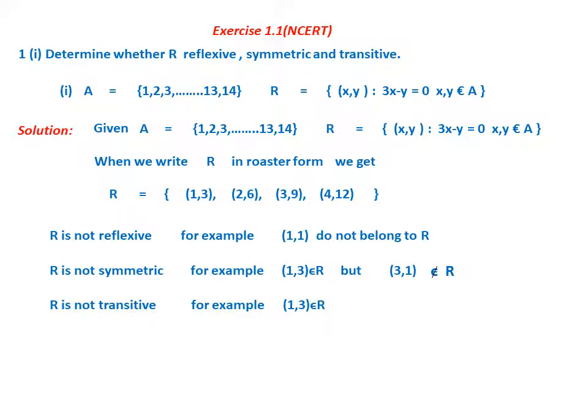You can see here. See, first one is (1, 3) belongs to R, and there is one more, (3, 9) belongs to R. But if it is transitive, what should happen? (1, 9) should be in R, but (1, 9) is not in R, therefore it is not transitive also. So this is a very good example which shows a relation can be without all these three, that is not being reflexive, not being symmetric and not being transitive, even then it can be a relation. So this is the first question, that is first part.